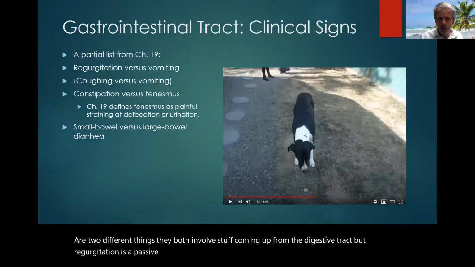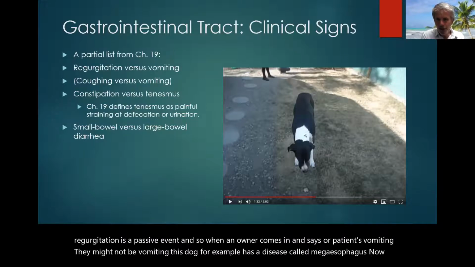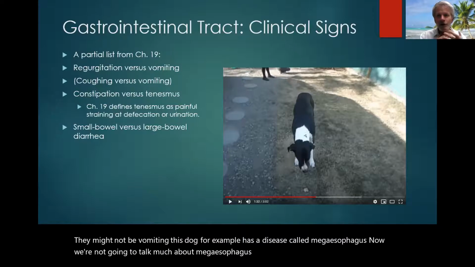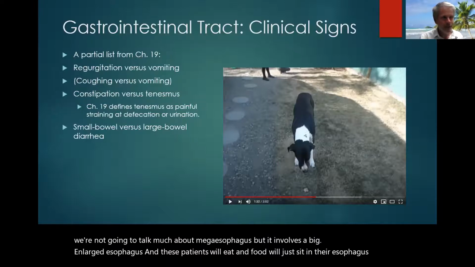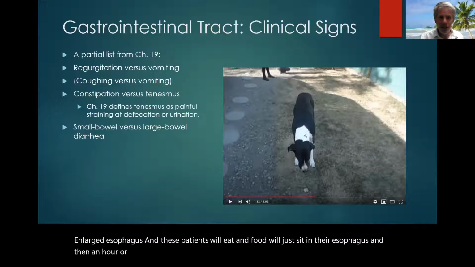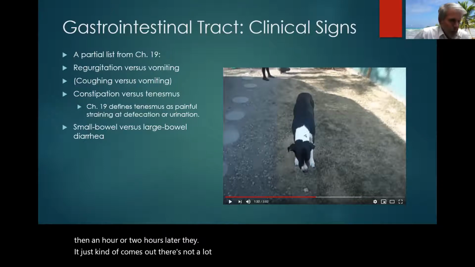And so when an owner comes in and says their patient is vomiting, they might not be vomiting. This dog, for example, has a disease called mega esophagus. Now, we're not going to talk much about mega esophagus, but it involves a big, enlarged esophagus. And these patients will eat, and food will just sit in their esophagus. And then an hour or 2 hours later, it just kind of comes out. There's maybe a little activity, and then all this undigested food comes out.